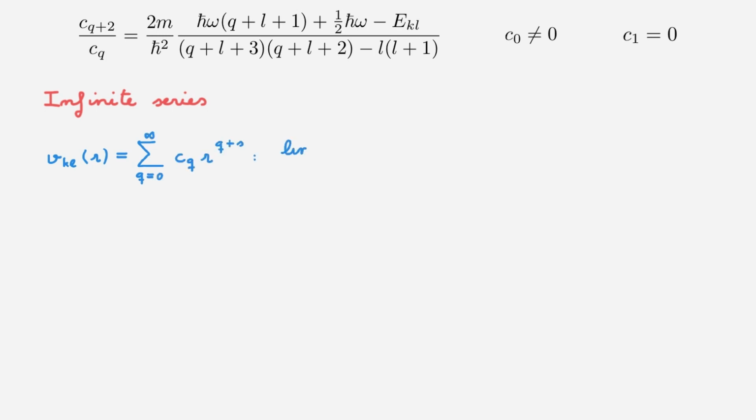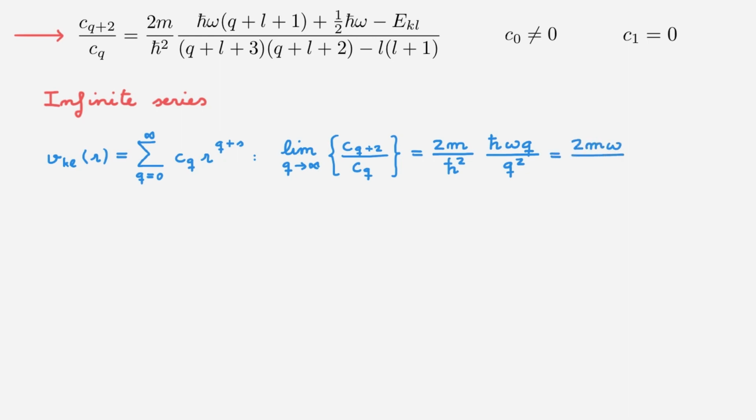In this case, we can take the limit of large q for the ratio of C_{q+2} over C_q. And using this expression up here, we get this prefactor. The dominant term in the numerator is ħωq, and the dominant term in the denominator is q squared. Simplifying, we end up with 2mω over ħ multiplying 1 over q. This means that if we have an infinite series, then for very large q, the ratio of consecutive coefficients tends to this value. Let's keep this in our mind, and we will come back to it in a moment, but first we need to consider an extra ingredient.